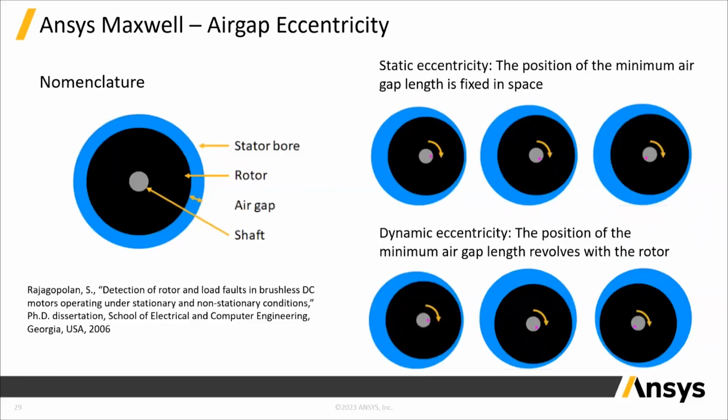So there are two main types of eccentricity, static and dynamic. Static eccentricity means that the position of the minimum air gap is fixed in space. This type of eccentricity occurs often due to manufacturing tolerances. Dynamic eccentricity means that the position of the minimum air gap revolves with the rotor. This type of eccentricity occurs often due to the bearing wear. Next slide, please.